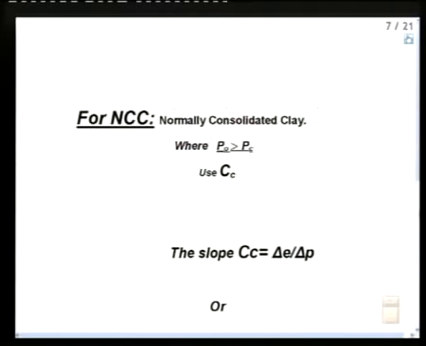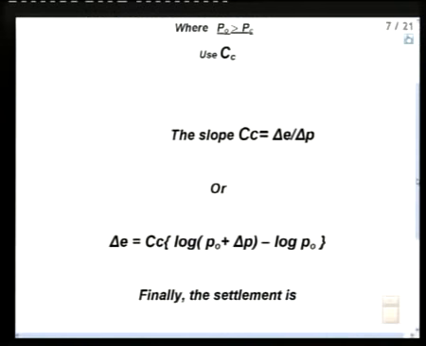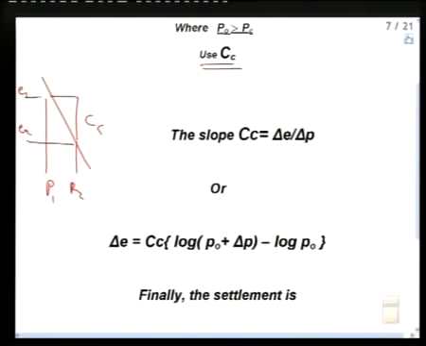Now, if we have normally consolidated clay, where P naught plus delta P is more than Pc, we will use Cc, right? Cc is given by P1, P2, and e1, e2, right? So I can say that the slope Cc equals delta e divided by delta P, right? This is the slope. Cc equals delta e divided by delta P, or delta e equals Cc multiplied by delta P.